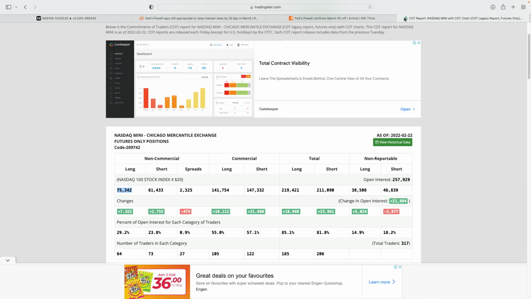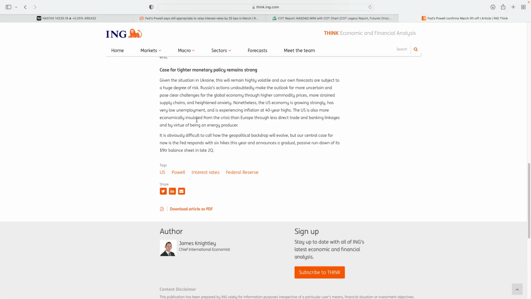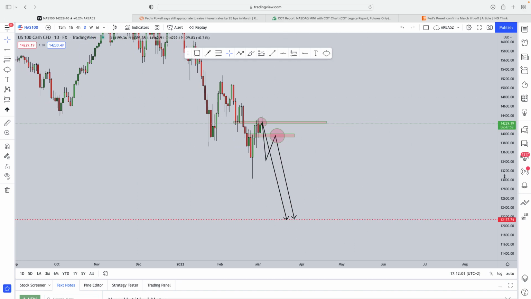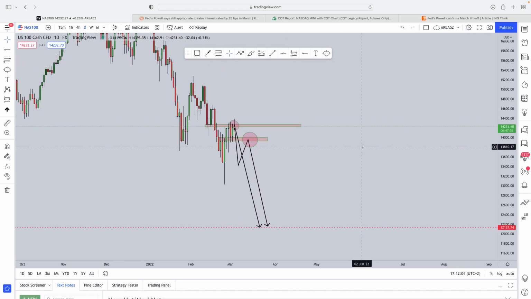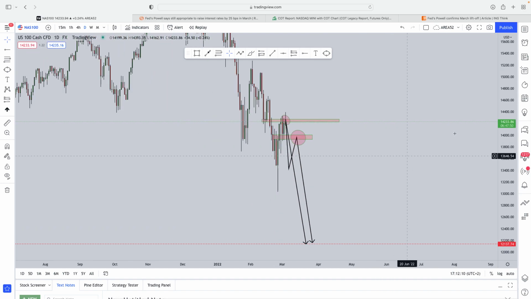Now, just to get an indication in terms of what we can expect from the NFP tomorrow, he said here, nonetheless, the US economy is growing strongly, has very low unemployment, and is experiencing inflation at a 40-year high. So, one key point that we do know is that he mentioned that the unemployment rate is quite low at the moment, still not better than what it was at pre-pandemic level. So he has hinted that the labor market is doing quite strong.